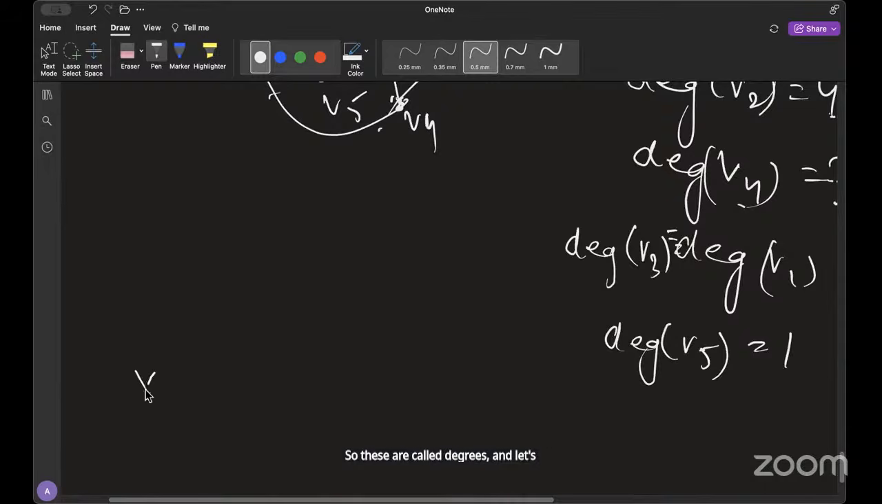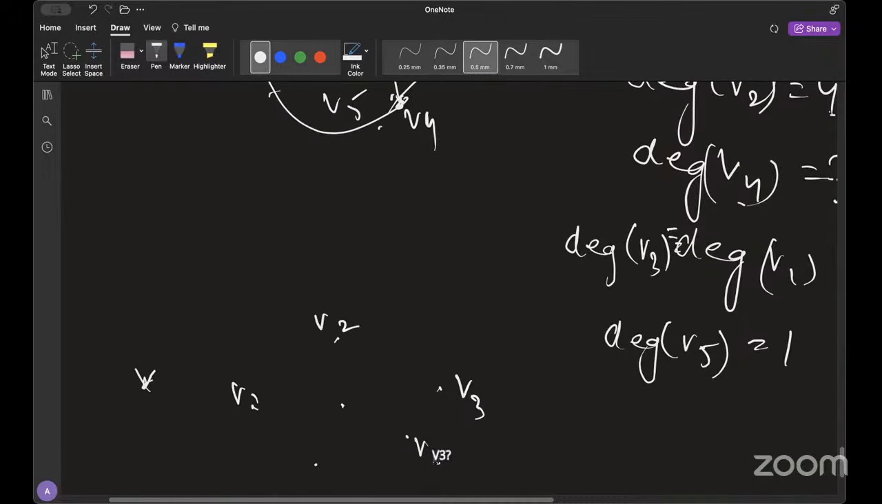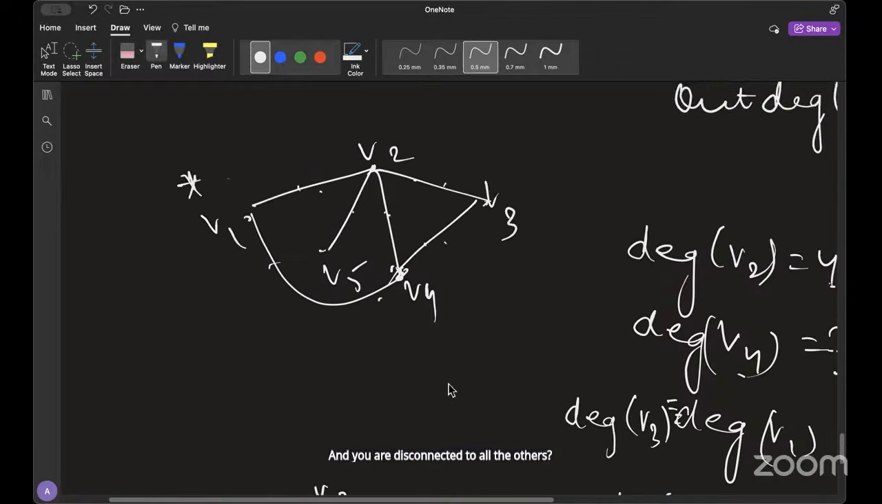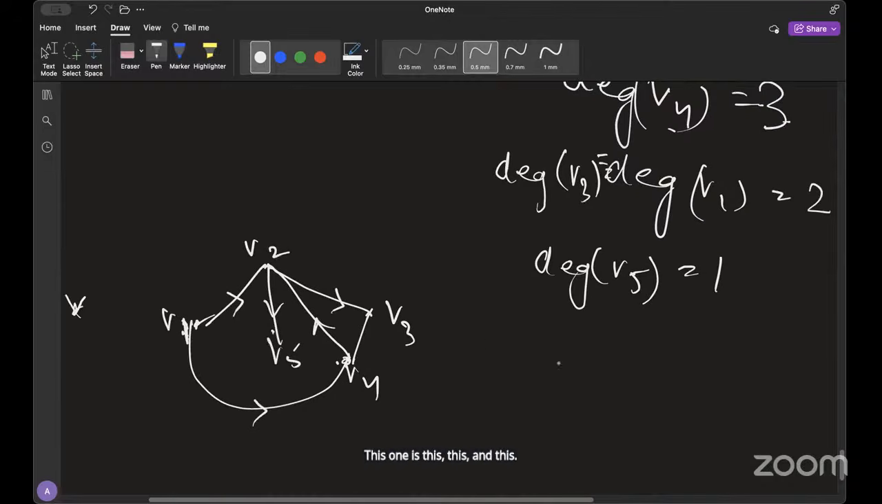And let's say now we take the same graph here, where you have V1, V2, V3, V4, and V5, and this connected to all the others. So we've taken the same graph again, but this time we're also taking the directions. Let's say the direction of this is this, of this is this, and this. Then we talk about in degrees and out degrees of a vertex.